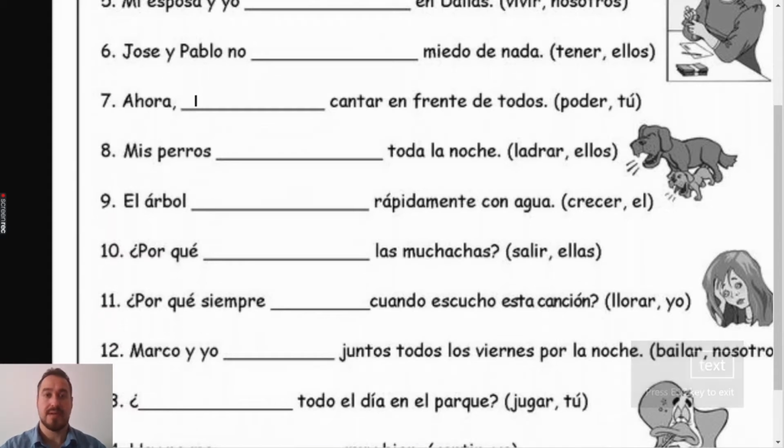So ahora, so now it's you, tú. Ahora puedes cantar enfrente de todos. So now you can sing in front of everybody.